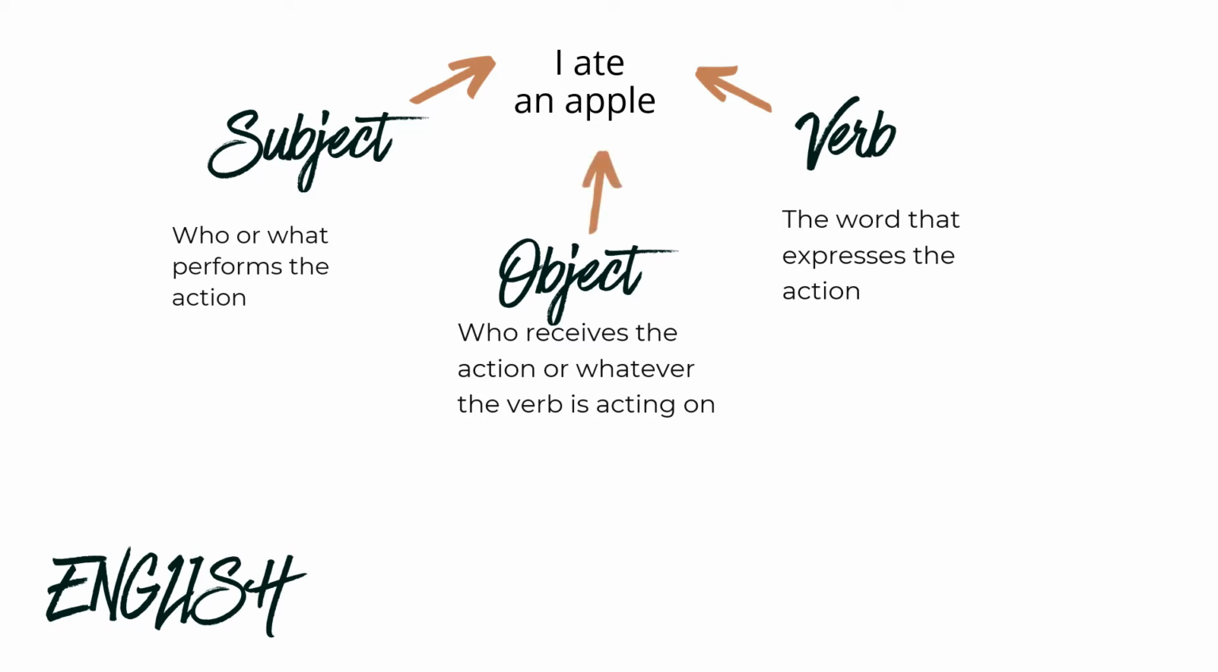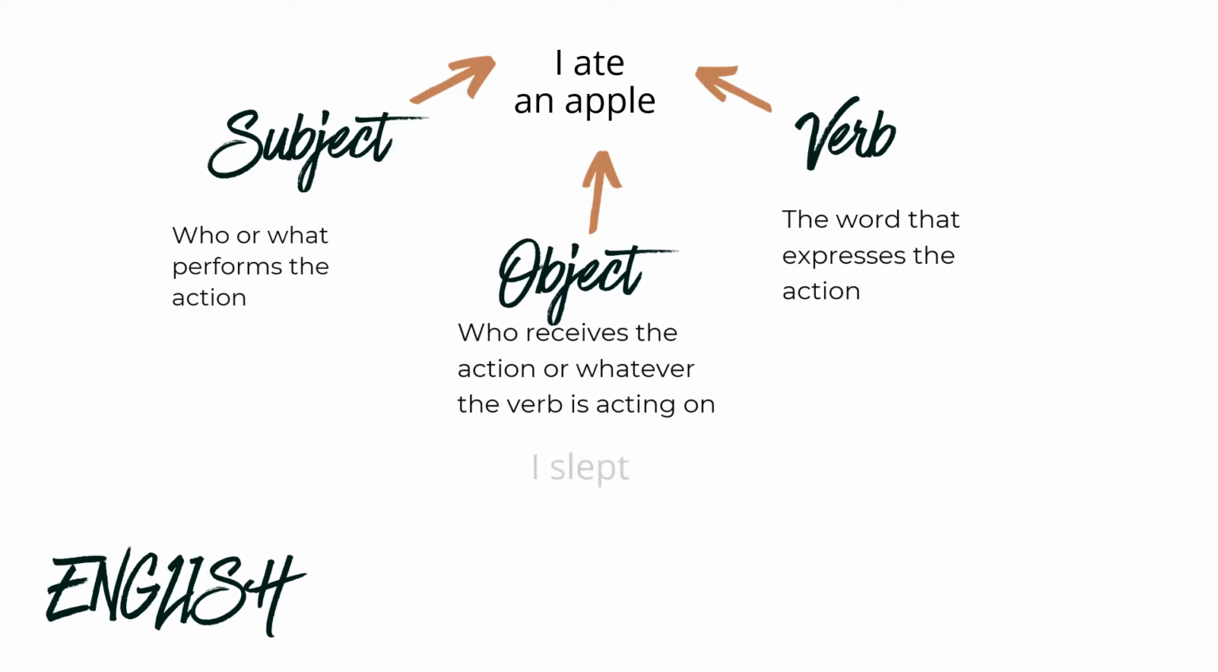A while ago, I asked you, what did you do today? And you said, I ate. But if I ask you specifically, what did you eat? You can say, an apple, or I ate an apple. And an apple here is now our object, which the verb eat or ate has acted on. And that made our sentence more complete.